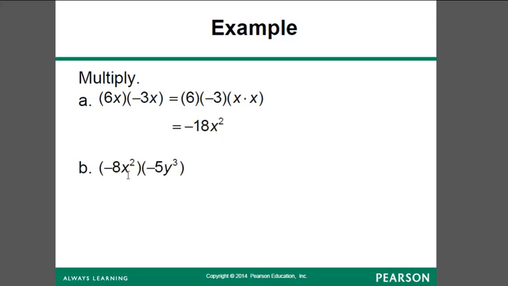Now look at negative 8x squared times negative 5y to the 3rd. Again, think of it as negative 8 times negative 5, x squared times y cubed. Negative 8 times negative 5 will give me a positive 40, but remember, the x and the y, they're different bases. I cannot combine their exponents, so they stay separate here. And I have my final answer as 40x squared y cubed.